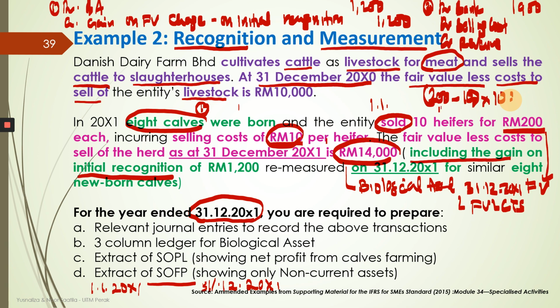But the second one would be 10, which is the selling price, times 10 heifers. So that will give you 100. So the revenue that you would record would be 2,000. And this will go to the SOPL.